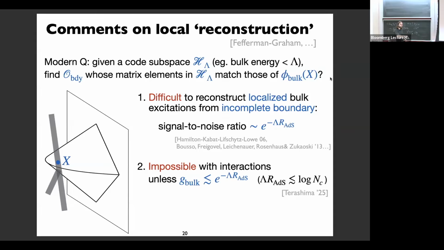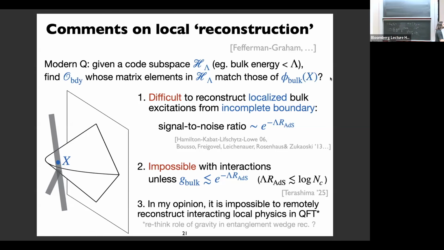The series of corrections is not easy to do. I mean, in principle, if entanglement wedge reconstruction is correct, it should be possible. Yeah, so I think the bigger point is that entanglement wedge reconstruction is not HKLL at all.